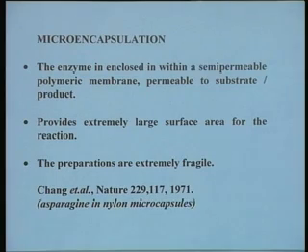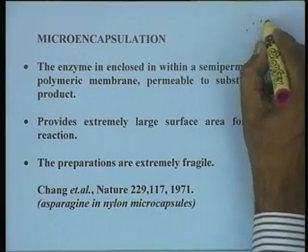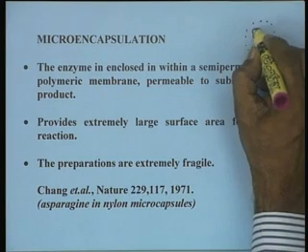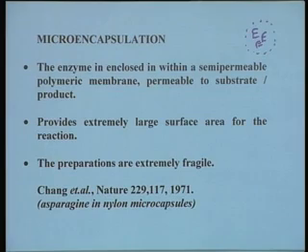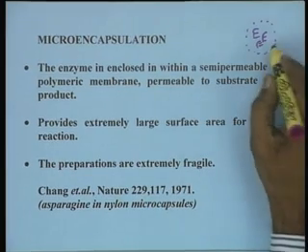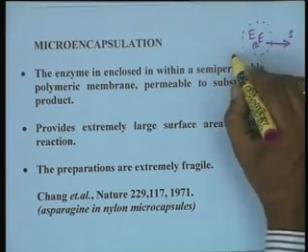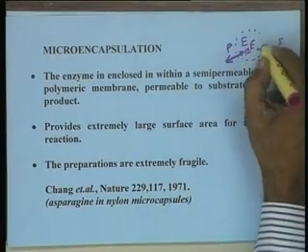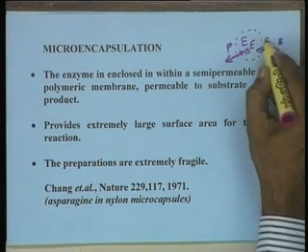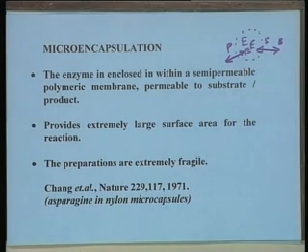The second group of entrapment methods is microencapsulation, and in the case of microencapsulation, as I mentioned earlier, the enzyme is enclosed within a semi-permeable polymeric membrane permeable to substrate and product. Enzyme does not pass through, but substrate or product must be able to pass through the membrane the other way.